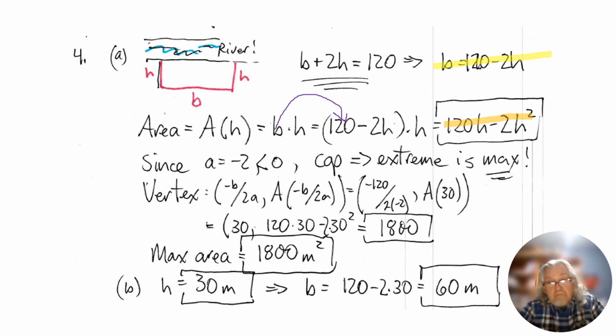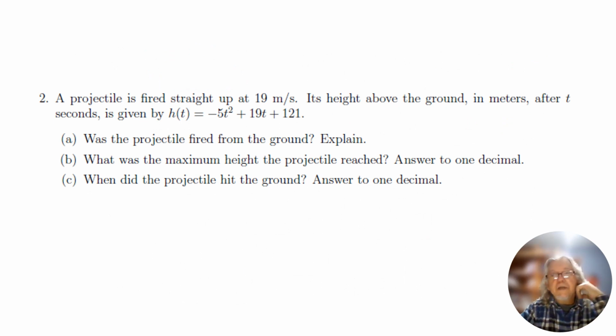Okay. The height is right here. That's this. This is h, 30 meters. Then if I want to find the base, it's just 120 minus 2 times the height. So I plug that in there. And I get 60 meters. Pretty cool problem.